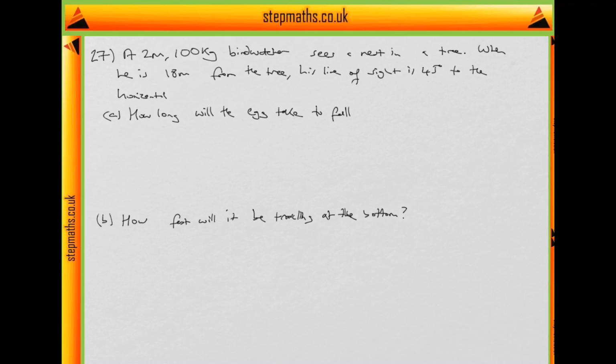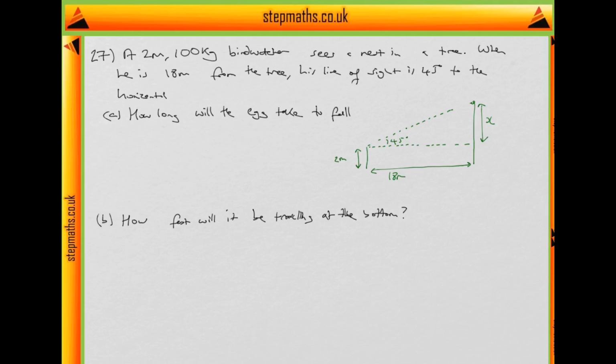So we need to find out how high this nest is from the floor. Let's start by drawing a diagram. If we draw our tree here with our nest at the top, when he is standing here, bear in mind he's 2 meters tall, when he's 18 meters from the tree, his line of sight makes an angle of 45 degrees to the horizontal. We can label this as x. That's the height the nest is above his line of sight.